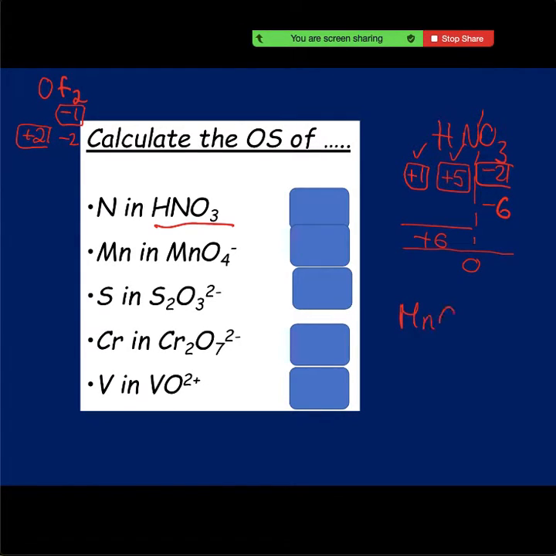So here for MnO4-, oxygen is always -2. There are 4 of them, which makes it -8. I have to have this one left over, so I make this -7, and then the other side has to be +7 for this to add up to 0. And if I put +7 here and add this up, I end up with my -1 overall. So that is my oxidation state for manganese.